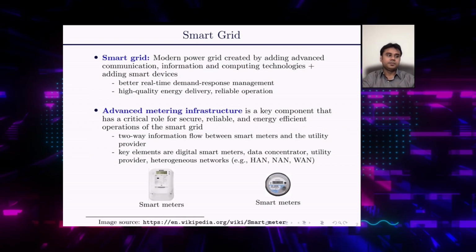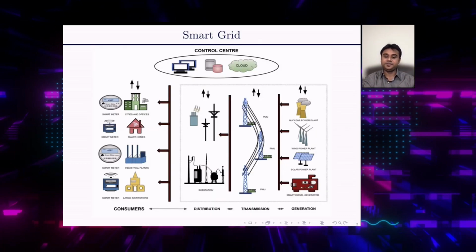So smart grid is a modernized version of the power grid. In a power grid, advanced communication, information, and computing technologies are introduced. And also these days, there is a growing trend to introduce industrial Internet of Things devices. A smart grid has four different domains: power generation, power transmission, power distribution, and the consumer domain. All these four domains are connected to the control center, where a utility provider connects all these domains for secure and reliable operations.